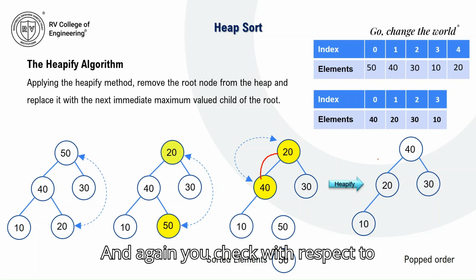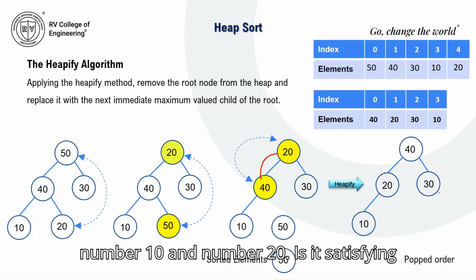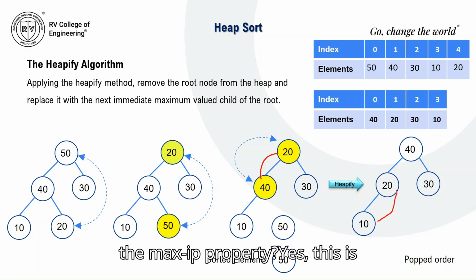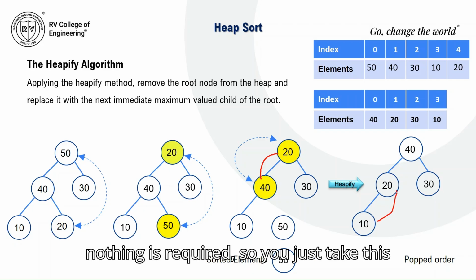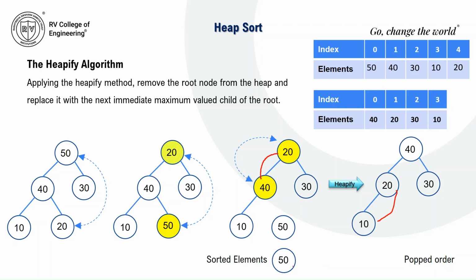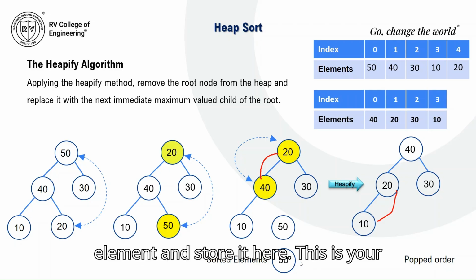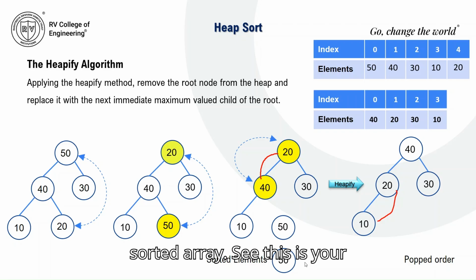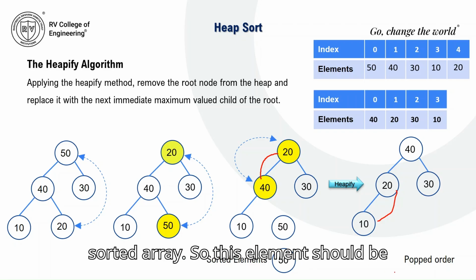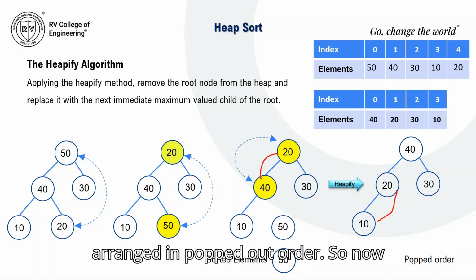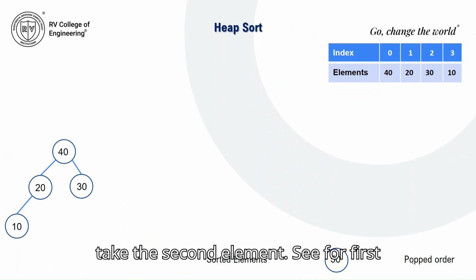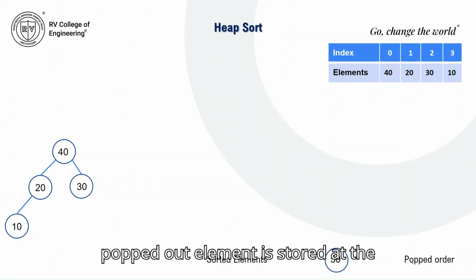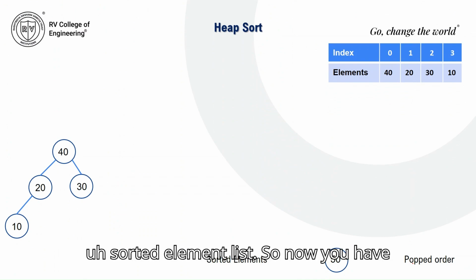And again, you check with respect to number 10 and number 20. Is it satisfying the max property? Yes, this is satisfying the max property. So now nothing is required. So you just take this element and store it here. This is your sorted array. See, this is your sorted array. So these elements should be arranged in popped out order. So now the first element is ready. And again, you take the second element. See, the first popped out element is stored in the sorted element list.